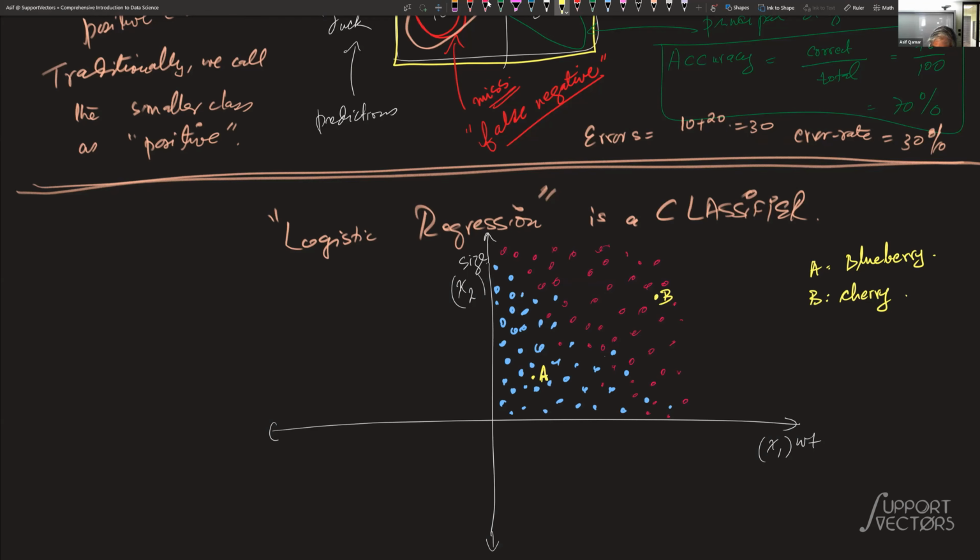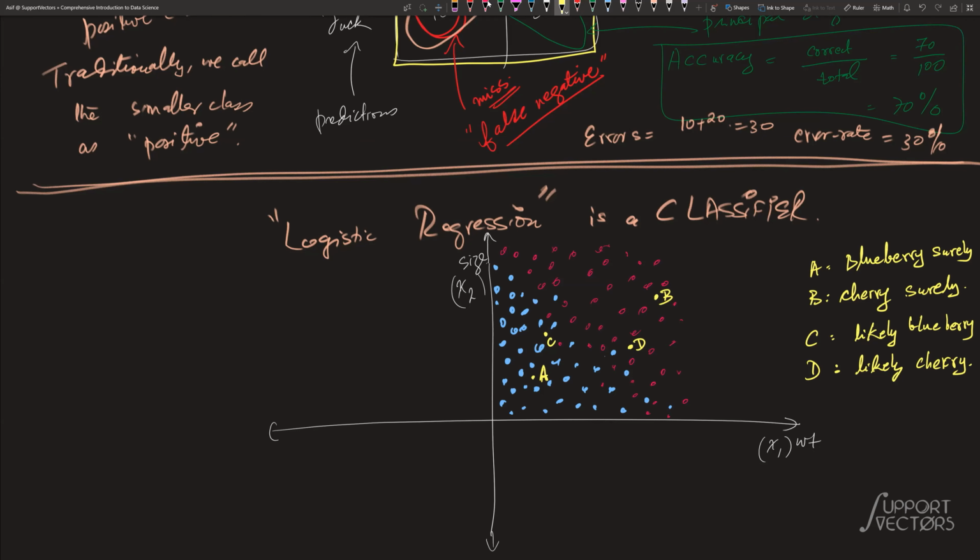What about C? C is likely a blueberry. And what about D? Likely cherry. Now, why is it that you are sure of A and B, but not of C and D? Rantik? Because they're close to the kind of outlier, on the basis of weight and the size. No, they're not outliers. Outliers are away from all data points.